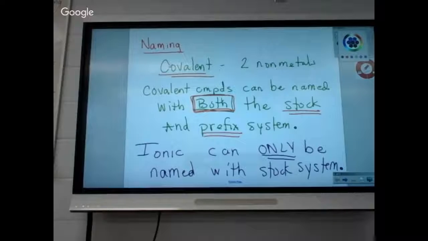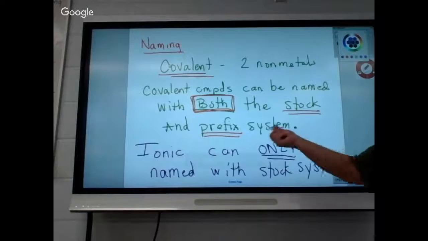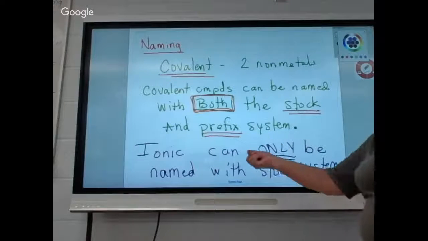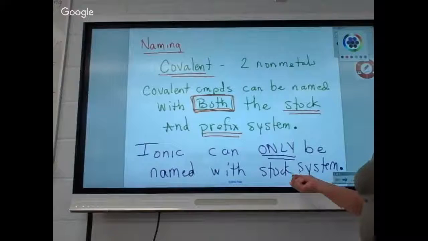Which kind of compounds are we going to see more often? What do you think? We're going to see ionic most of the time. They're going to be not covalent. Most of the compounds we're going to see this semester are going to be ionic compounds. So even though it might be easier to use prefixes, we're not going to get those kind of compounds. We're going to get ionic compounds that have to be named with the stock system.